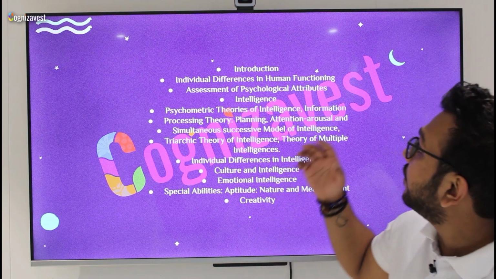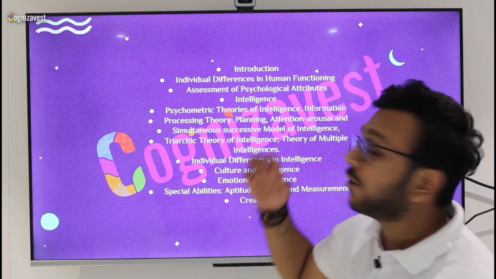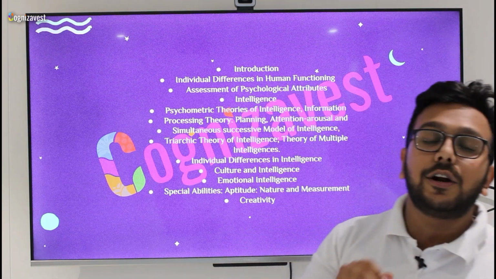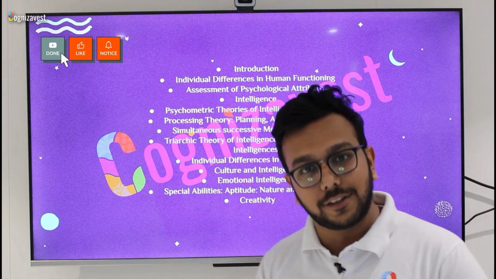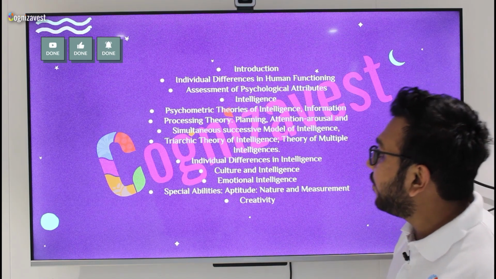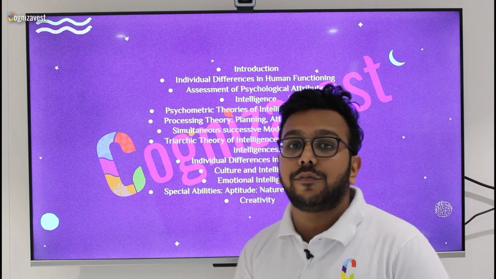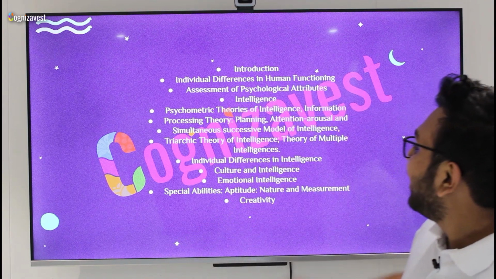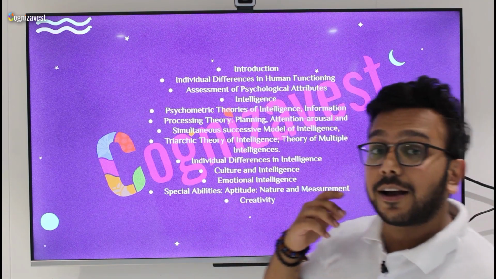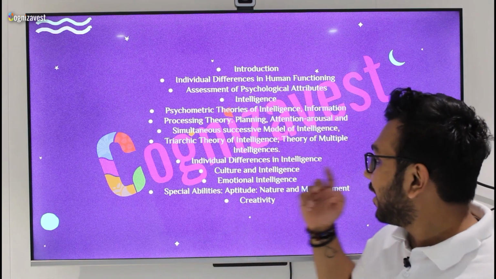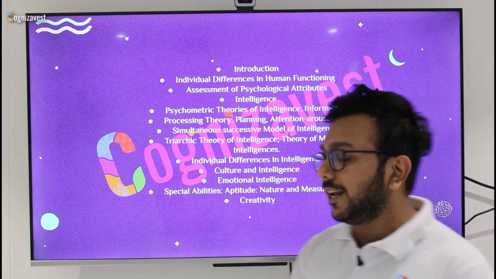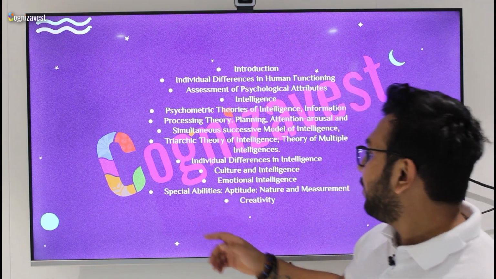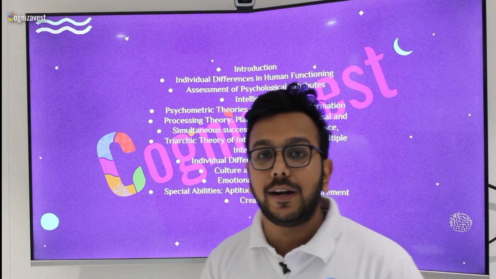Then we will have some theories of intelligence, which will be our psychometric theory, our information processing theory, and also our theory of multiple intelligence by Gardner Sir. Right? After that, we are going to come to the point of individual differences in intelligence. हो सकता है आप मुझसे बहुत ज़्यादा smart हो या फिर vice versa. Right? उसके बाद अब क्या culture हमारे intelligence पे matter करेगा कि नहीं? And then we'll have our emotional intelligence. Right? Along with that, we will be concluding a chapter with special abilities of aptitude and creativity.